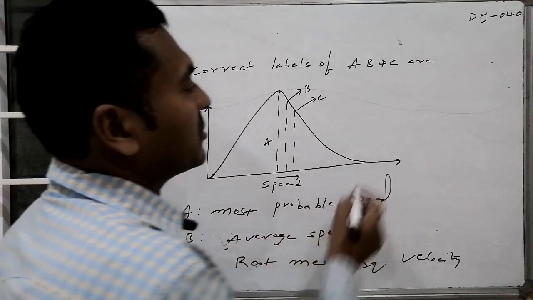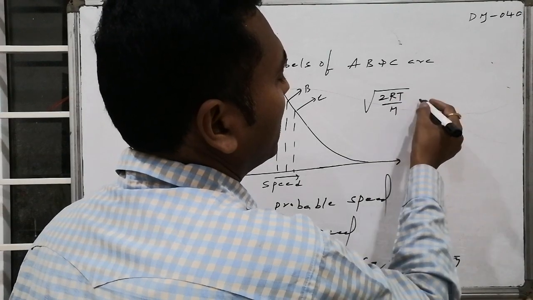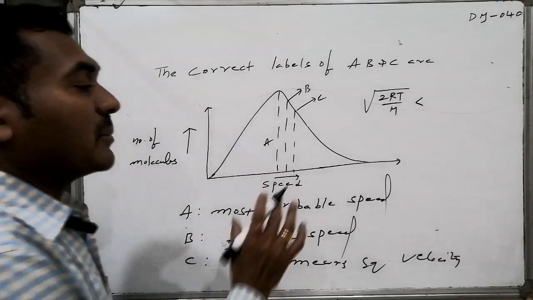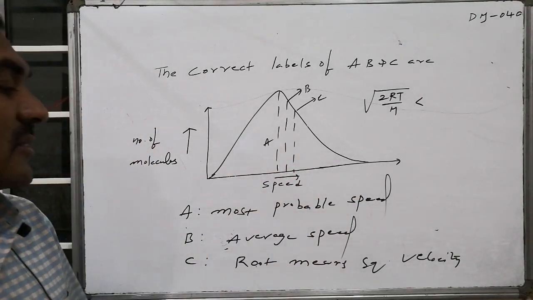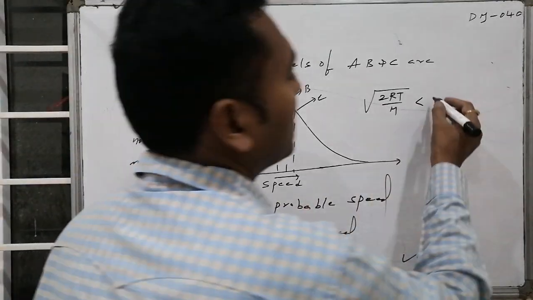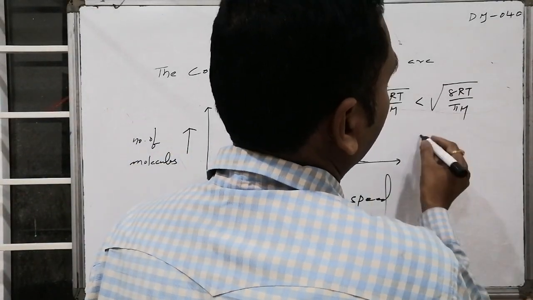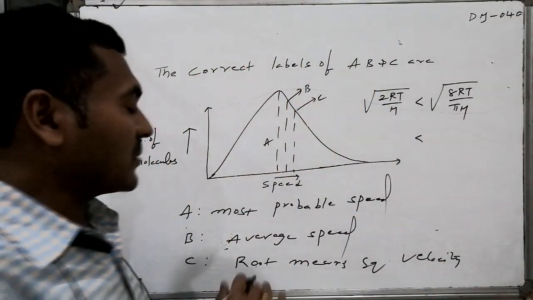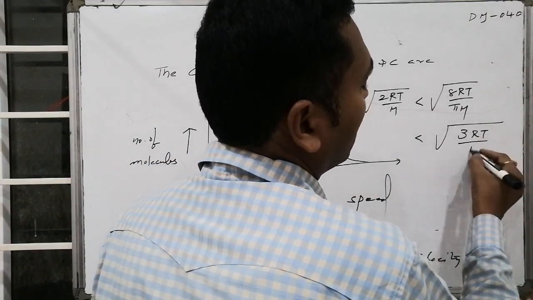If I write most probable speed, that will be equal to square root of 2RT by M. Compared to this, average speed will be higher, but the net number of molecules at any instant associated with average speed will be lesser. So that is square root of 8RT by pi M. Compared to this, the next speed, the highest speed C, stands for root mean square velocity, that will be equal to square root of 3RT by M.